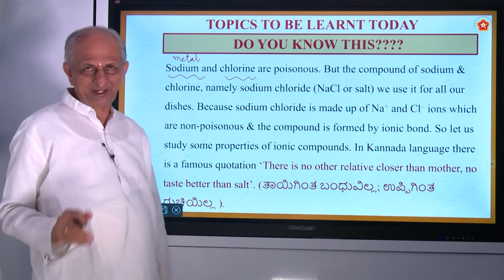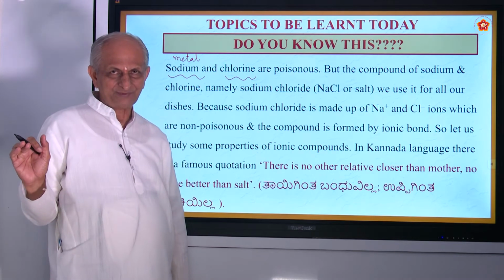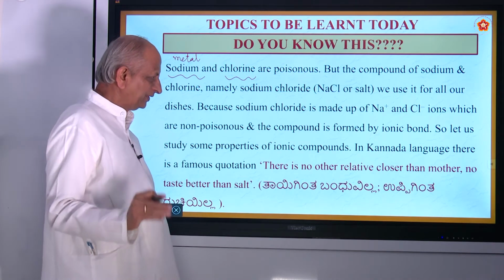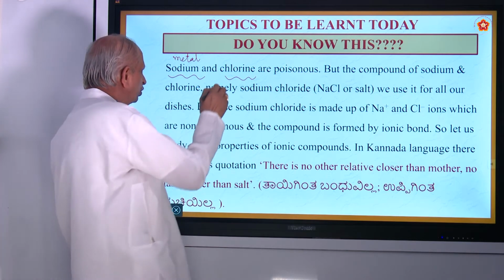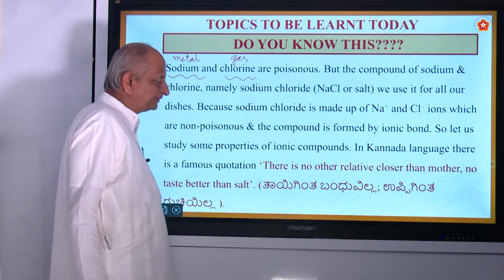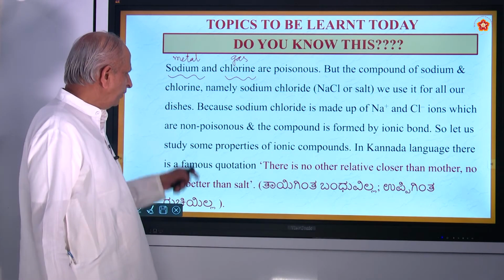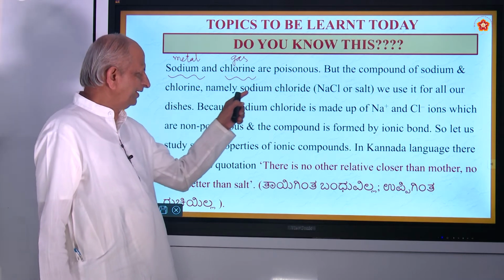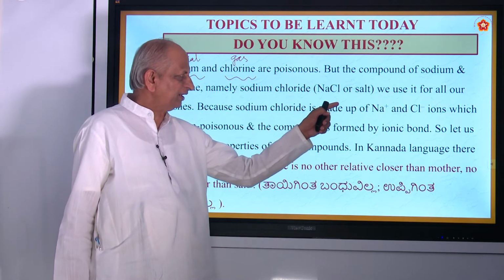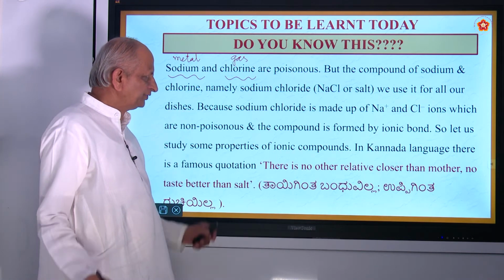It should not be touched by hand, and it is always kept in kerosene because it is very, very reactive. Chlorine is a gas. It is a poisonous gas. So both are poisonous. But the compound of sodium and chlorine, namely sodium chloride, which we use for all our dishes, is non-poisonous.